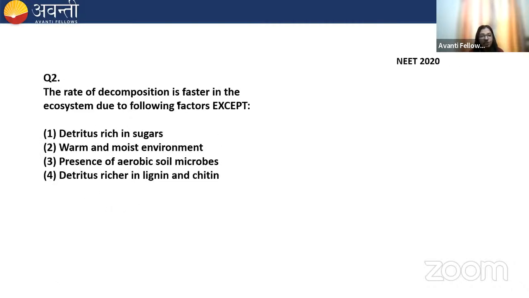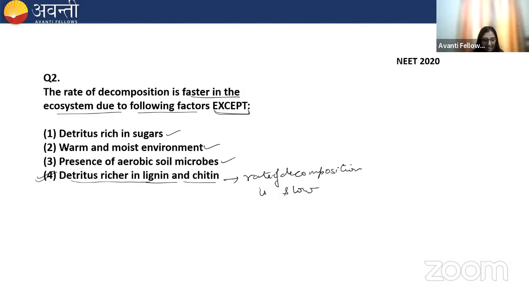The question is asking the rate of decomposition is faster in the ecosystem due to the following factors, except detritus which is rich in sugar. Yes, the rate of decomposition would be faster. Warm and moist environment, yes, they also favor decomposition. Presence of aerobic soil microbes, yes. But detritus which is rich in lignin and chitin, the rate of decomposition here will be slow. So the fourth is the correct option.